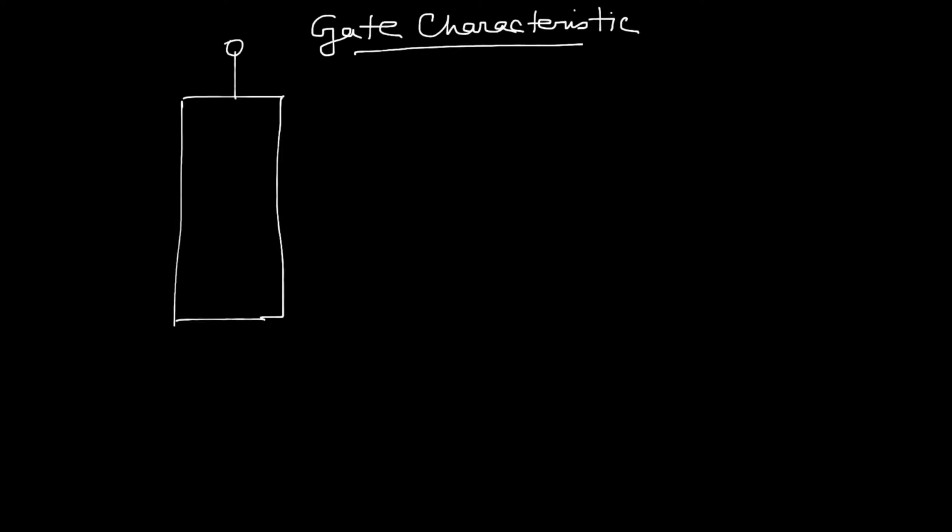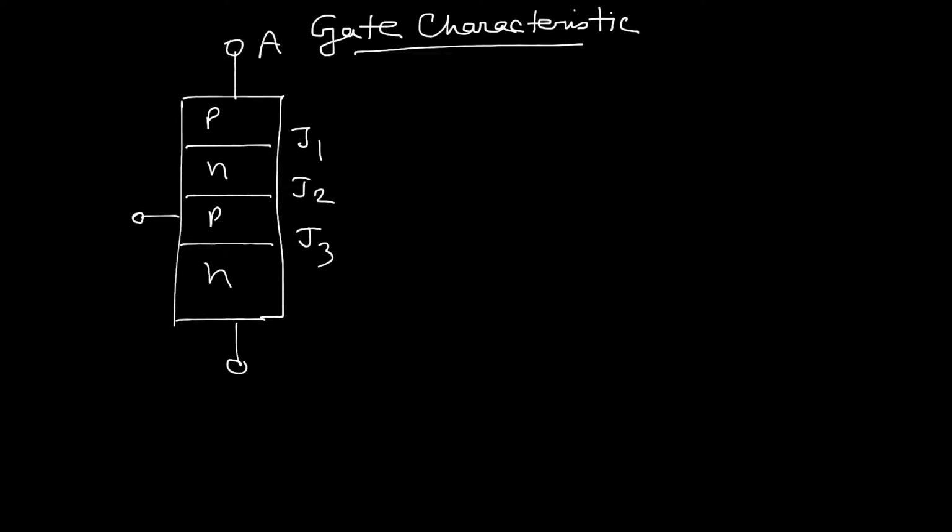I think it's known by everyone. It has 4 layers, PNPN, 3 junctions, J1, J2 and J3, and 3 terminals, anode, cathode and gate. Okay?